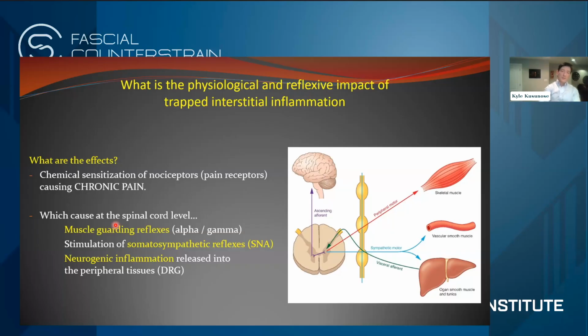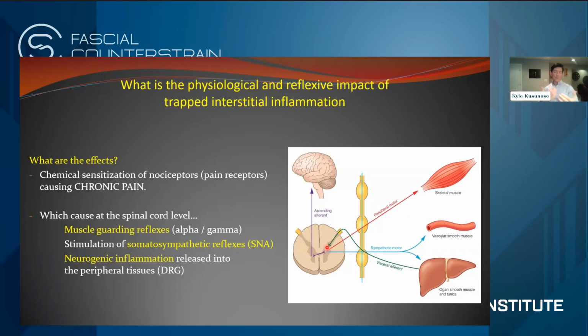However, when those afferent sensory neurons depolarize into the dorsal horn, so in this case we have an inflamed ligament, the triangular ligament of the liver, it is dumping glutamate and substance P and CGRP, these various neurotransmitters that are dumped by these pain neurons into the spinal cord. And where that inflammation is dumped, it causes other reflex responses.